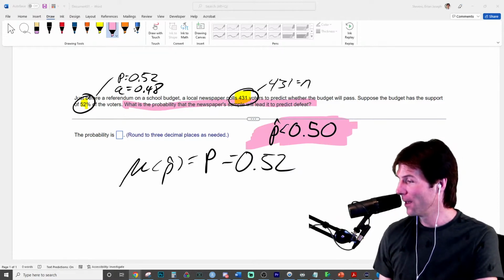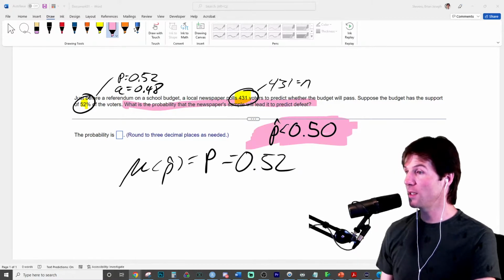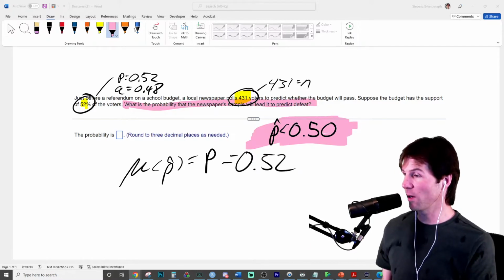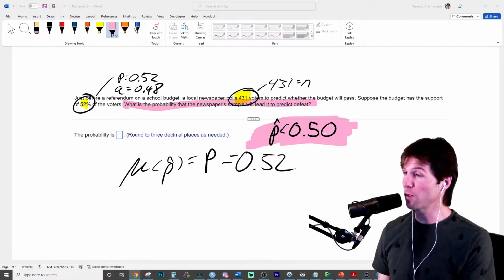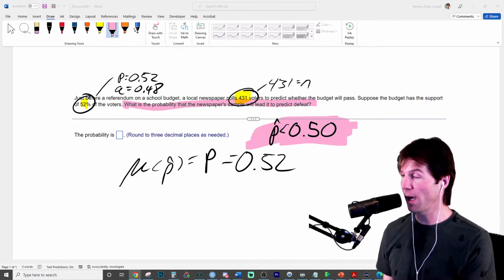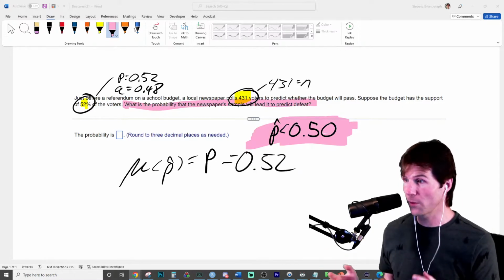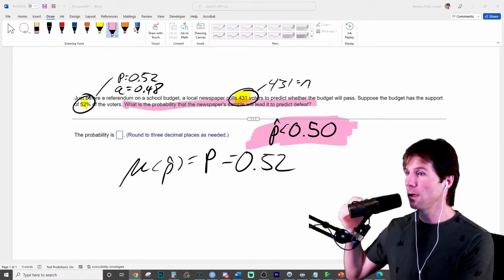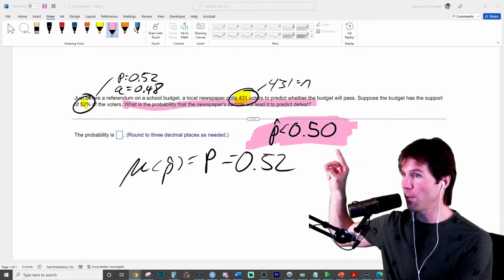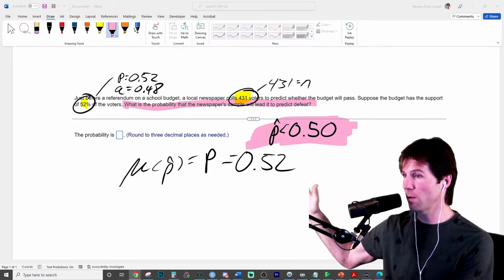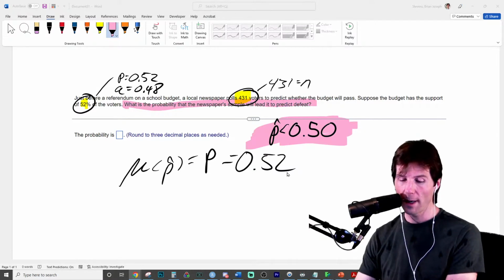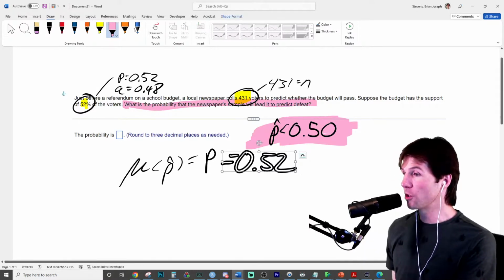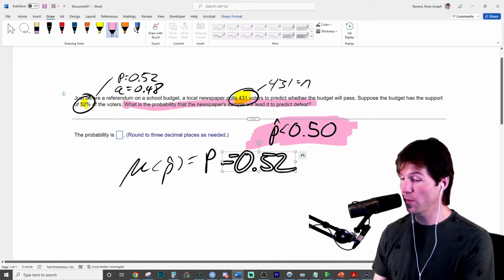Someone here said, I just got here. Can you explain the problem again? So we're trying to see if a measure will pass. Braden, great question right there. A local newspaper is polling people to see if the measure will pass. A school referendum is going to be from this local town. And if in their sample they see less than 50% voting for it, they will predict defeat. Now, right here, the truth is 52% of people are going to vote for it.